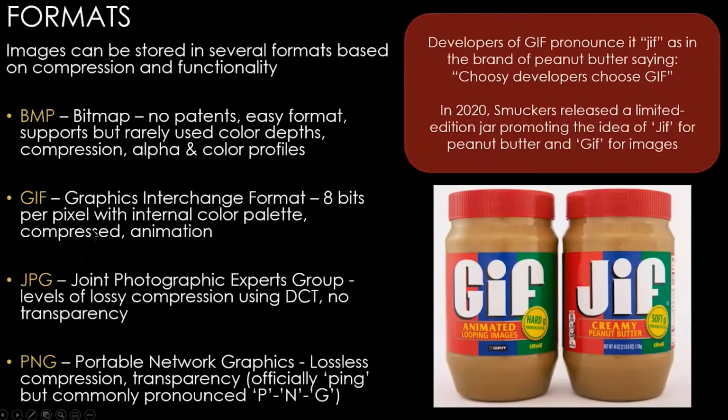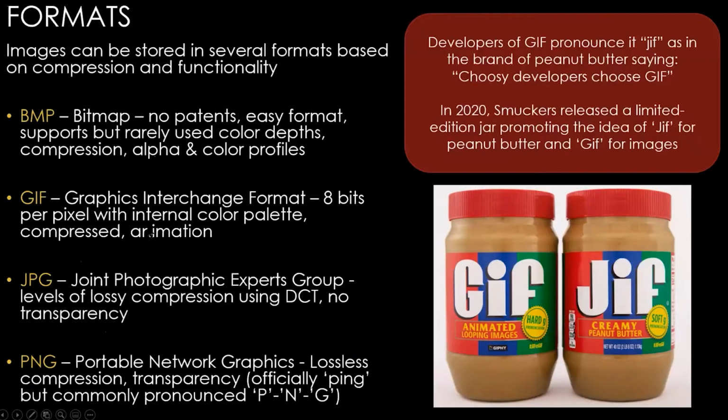Then we have, of course, GIF or GIF, which is a hilarious thing if you've never looked into the pronunciation problems with it. The developers of GIF pronounced it as GIF. And the reason why they did this is because they came up with this horrible slogan, choosy developers choose GIF, from the peanut butter brand. However, in 2020, Smuckers made fun of this by releasing these different jars where they kind of set in stone, or they didn't, but the joke is that it's now set in stone that GIF is for peanut butter and GIF is for images. So even the peanut butter makers are kind of on the side of the public on that one.